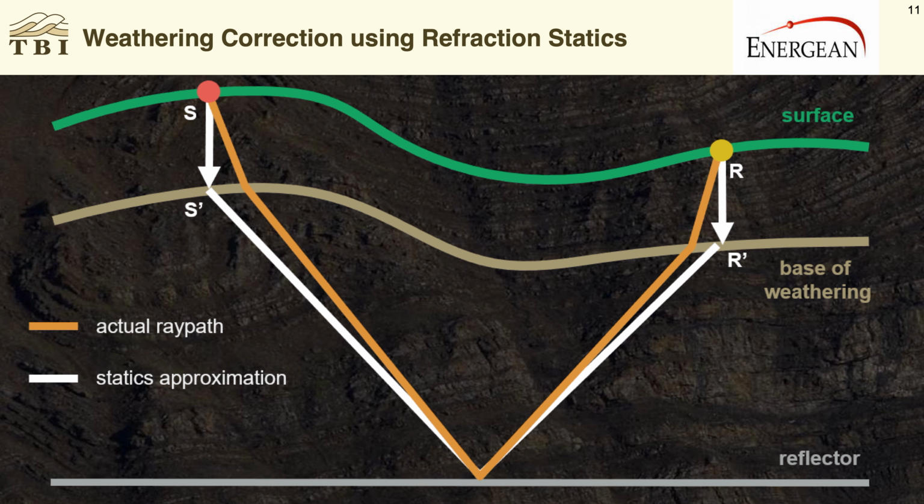This is a cartoon of the previous slide. You can imagine the near-surface velocity model that we just looked at fitting here between the surface and the base of weathering. Refraction statics are calculated vertically within the velocity model, which only approximates the actual ray path as seen here.